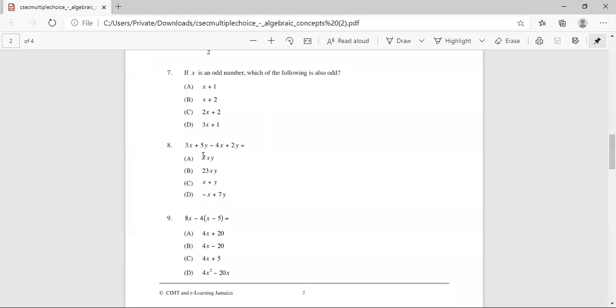So in this case, let me see number 8. This is something that you are supposed to know. We did this, right? Simplifying. Yes, sir. 3x and we group in 4x. So we get 3x minus 4x. Then we put the y's together. This is very simple.